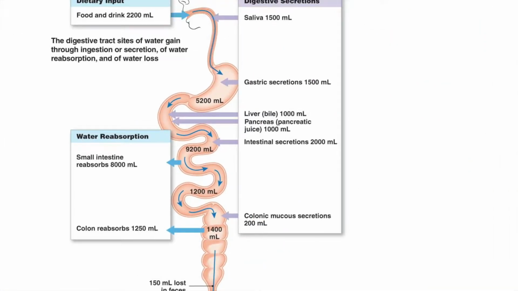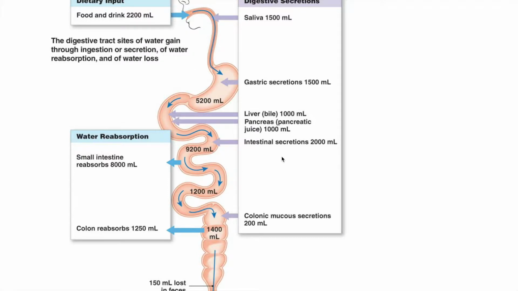Most of our body's water is used and reabsorbed in the gastrointestinal tract. So you can see that's where most of it is absorbed, and also most of it is used there in these various digestive secretions. So really it just gets recycled.